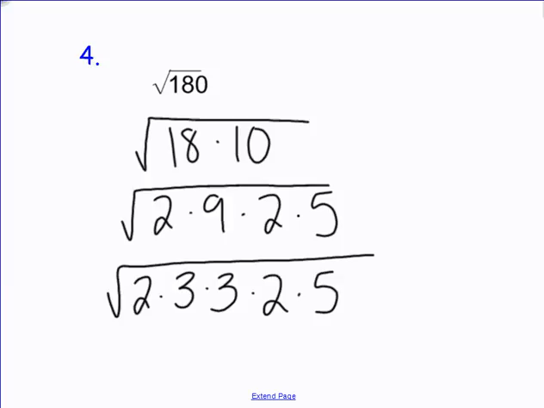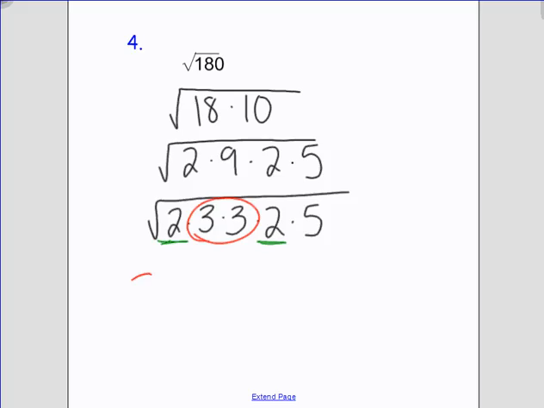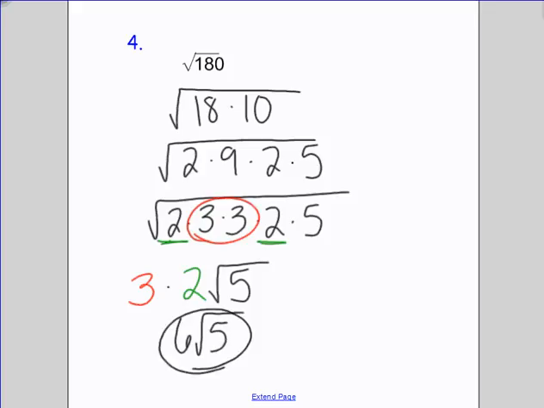So if you notice in this problem, we actually have two pairs. We've got a pair of 3's and we have a pair of 2's. They don't need to be right next to each other, because multiplication is commutative, but there is a pair underneath. So I can take a 3 out and a 2 because there's a pair, and I'm left with that radical 5. That's the only one left over. What I do with these two numbers outside the radical is multiply them. So 3 times 2 is 6, so this is now 6 radical 5. That's simplest radical form.